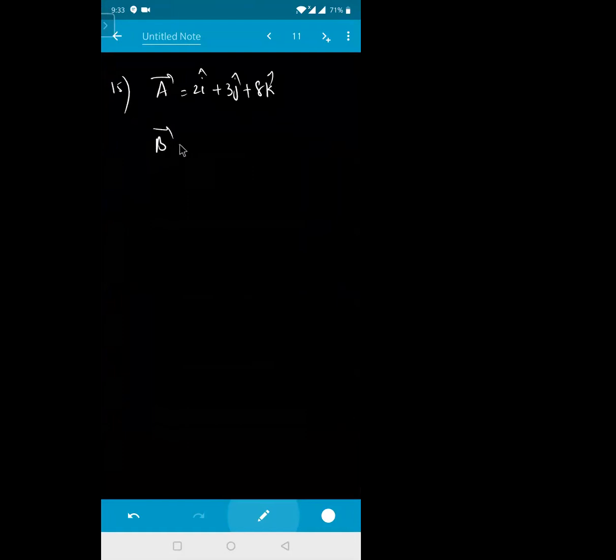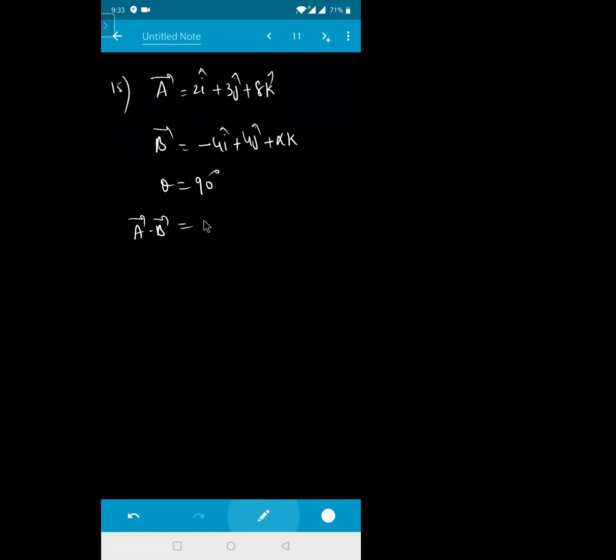And this B bar will become minus 4i cap plus 4j cap plus alpha k cap. So these two vectors must be equal to what? 0. Because the dot product of these two will become 0. That means theta is equal to how much? Perpendicular means 90 degrees. So A bar dot B bar is equal to mod A mod B into cos 90. Cos 90 is 0. That means whenever A bar dot B bar is telling perpendicular, it must be equal to 0.